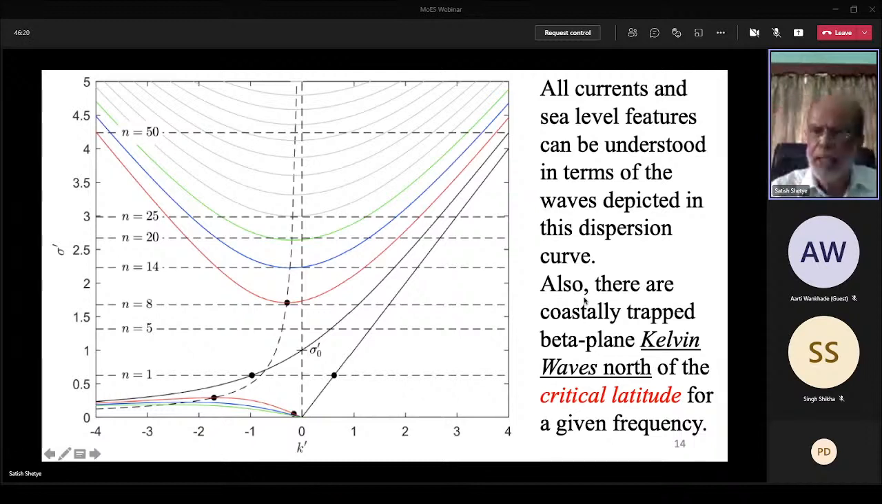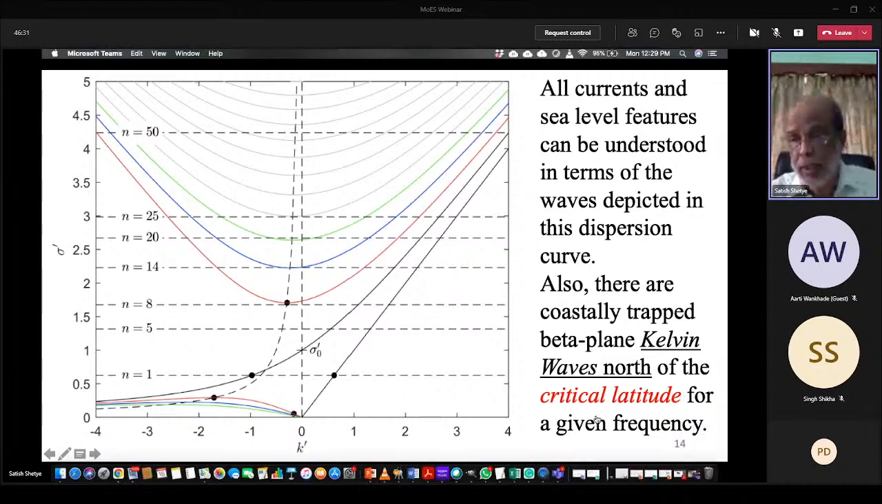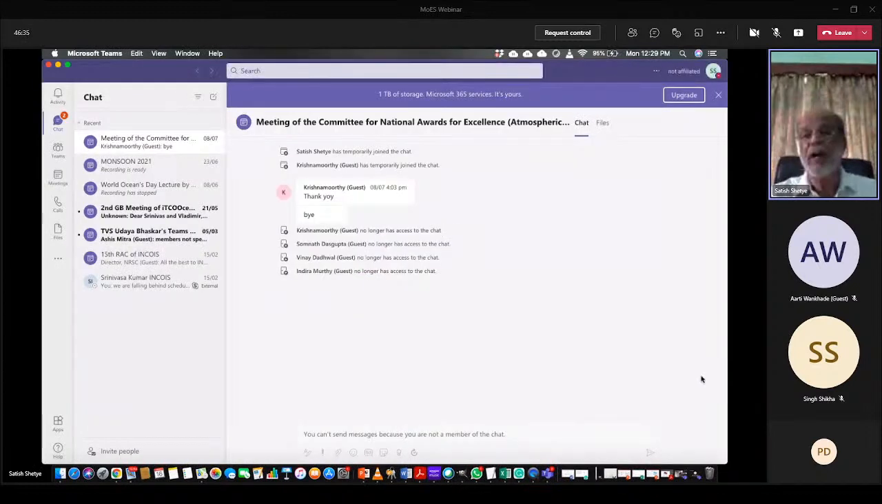One must also take into account the possibility of coastally trapped beta plane Kelvin waves north of the critical latitude that is defined. Oh, just a minute.